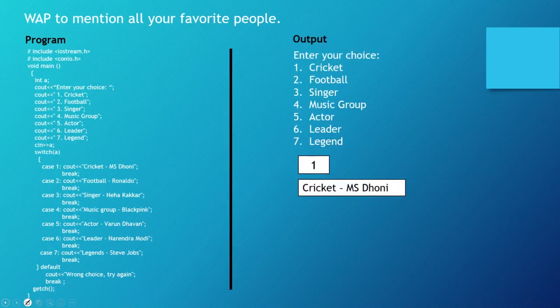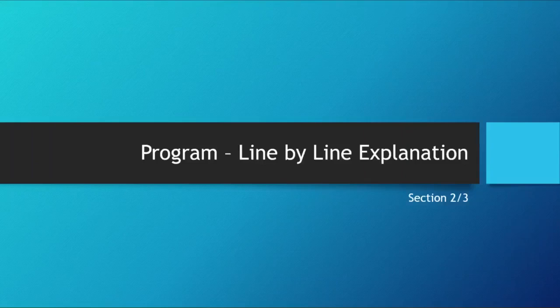Let's try one more time to run the program. I run the program again. I get the same options. This time let's try 6. I get the favorite leader as Narendra Modi. So this is a very simple program. You have to print the choices on the screen using the cout function and display the favorite person's name based on what the user selects. Now it's time to understand the program line by line.